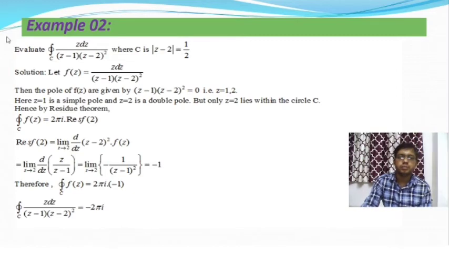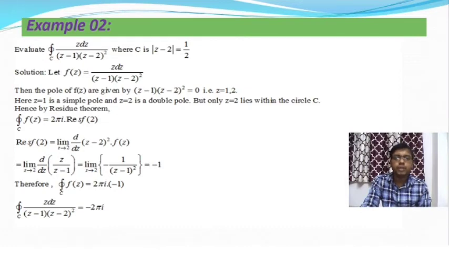So here is the example. Evaluate the integration over C of z dz by (z minus 1) into (z minus 2) whole square, where C is the circle modulus of z minus 2 is equal to half. Let's solve the following problem. So here f of z is equal to z by (z minus 1) into (z minus 2) whole square.